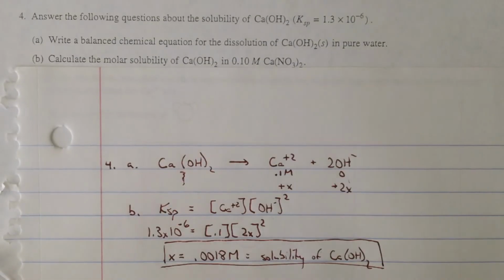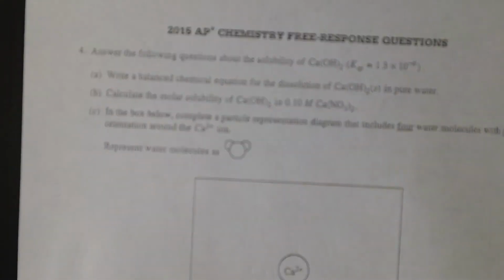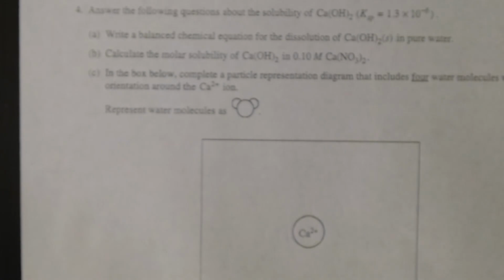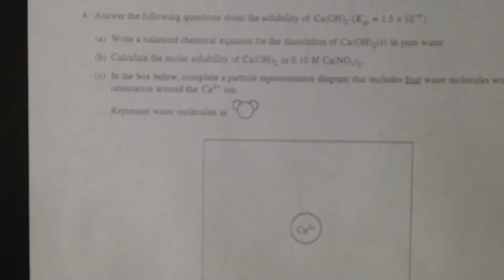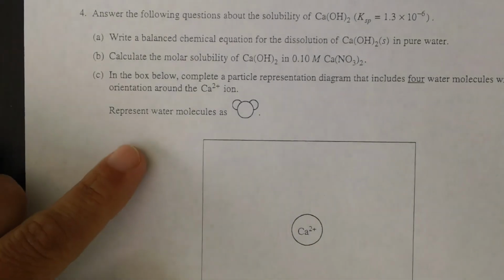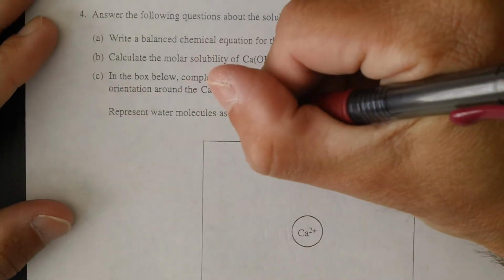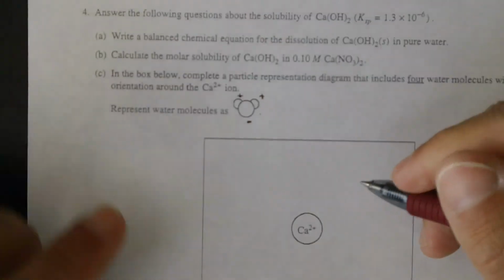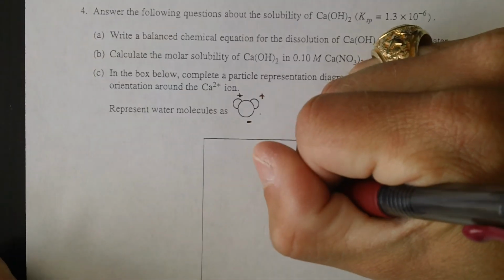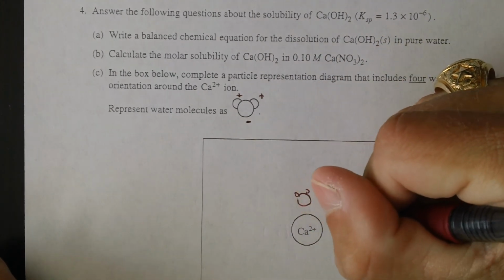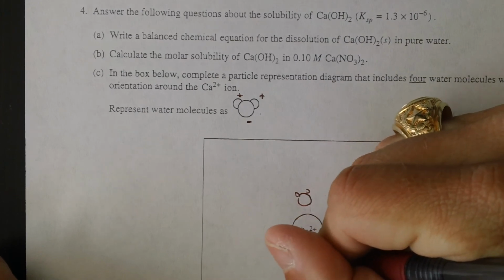And then part C says in the box below, complete a particle representation diagram that includes 4 water molecules with proper orientation around the calcium ion. So there's our water molecules, our Mickey Mouses, negative on the oxygen side, positive on the hydrogen side, and so that calcium ion is going to get surrounded in solution by water molecules. You need 4 of them there.